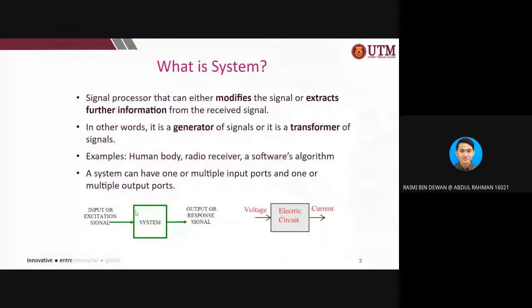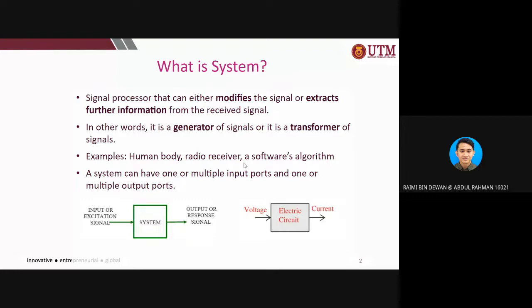So what is a system? A system is a process. Signal processing can either modify the signal or extract further information from the received signal. In other words, it is a generator of signals or a transformer. Just now I mentioned transformer, right? A transformer of signals, not the component for electrical power. It's a transformer in the sense that we make some changes to the received signal, or our inputs, and we get some outputs. The output can be the same as the input or totally different from it, depending on the transformer. Examples are the human body, a radio receiver, or a software algorithm.